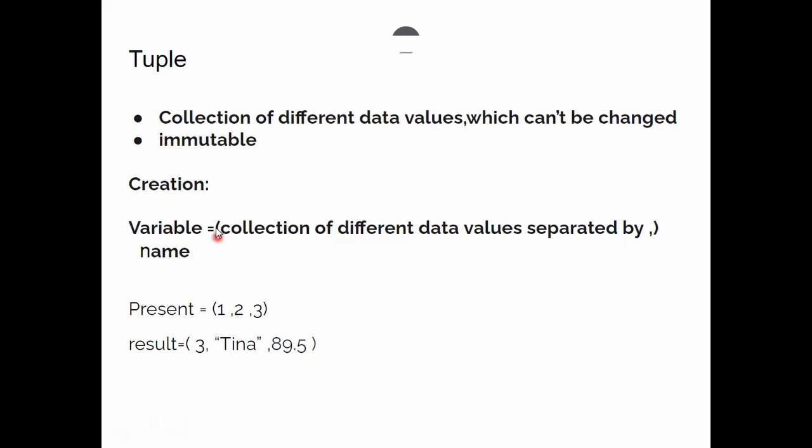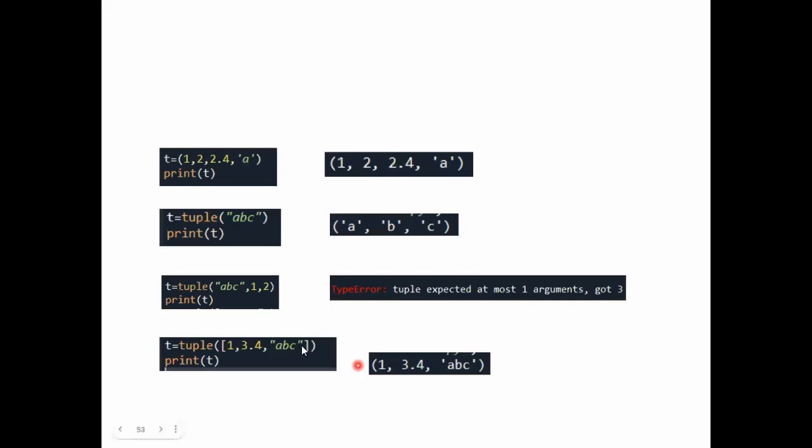Okay, so what is the way of creating a tuple, which is similar to your list method? Variable name equal to parentheses, a collection of different data values separated by commas. So here we have roll number 1, 2, 3, enclosed by parentheses, then equal to some variable name. Here we have a result tuple, which has 3 different data values: integer, string, and a floating point number. We can create a tuple directly using parentheses: 1 comma 2 comma 2.4 and a, and if we print p, we will get this value.